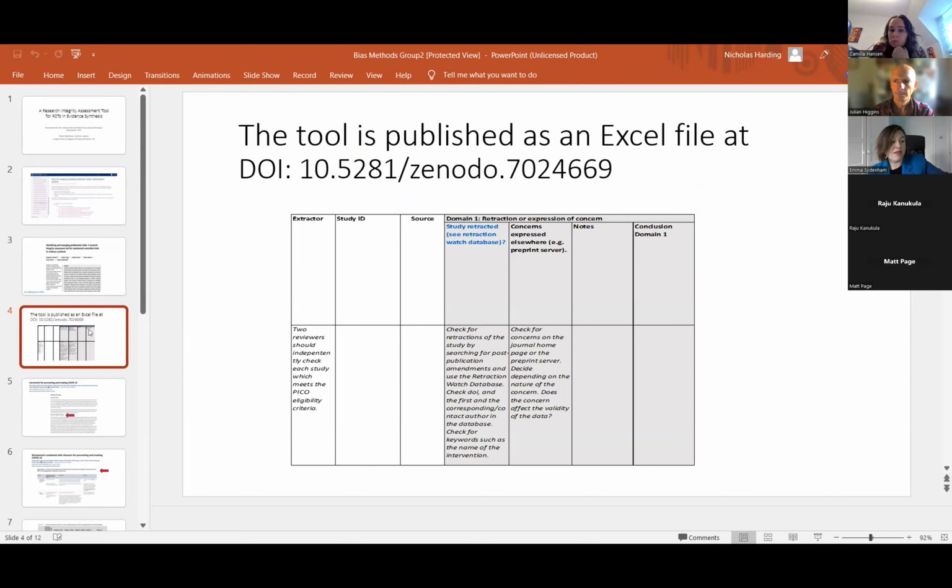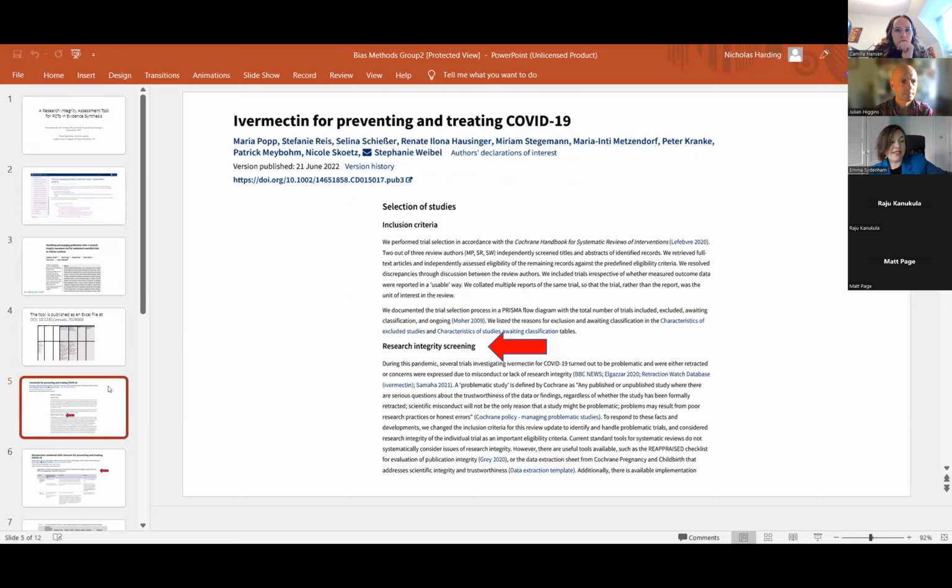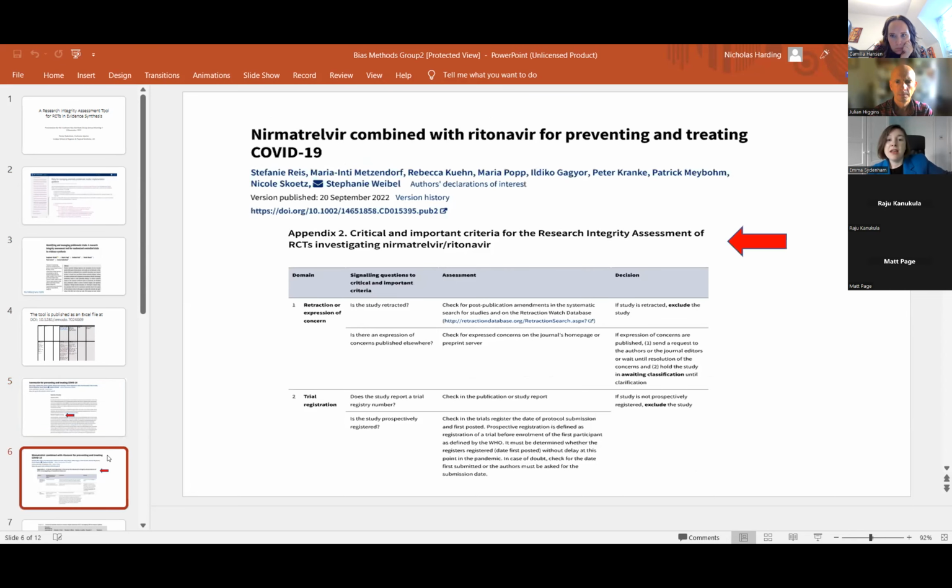An example of this are the two reviews which have already included this tool, which is ivermectin for prevention and treatment of COVID-19. And you see they have reported the selection of studies, the inclusion criteria, then the research integrity screening, and then they go on through the other sections of the review. And also this review by some of the same authors, where they also include the tool as an appendix in the review, in addition to describing its use in the selection of studies section. And then they also have separately published the Excel file.